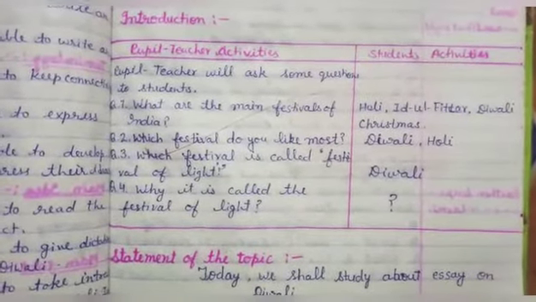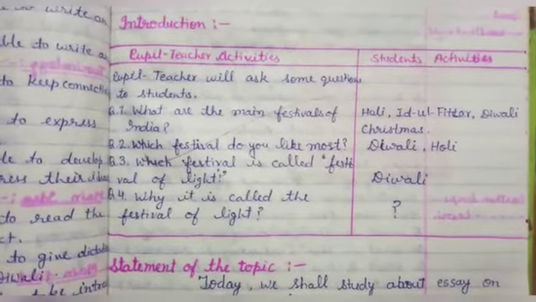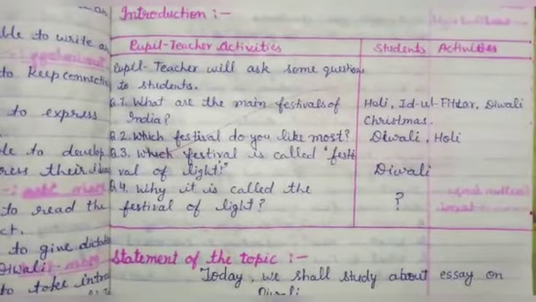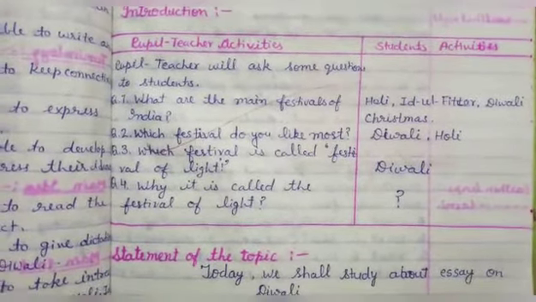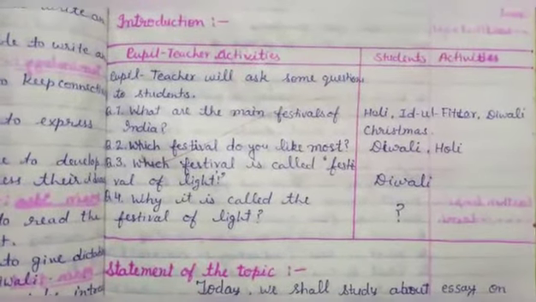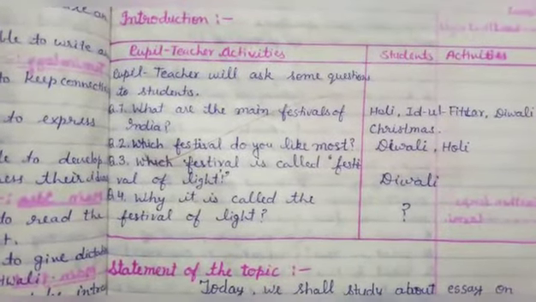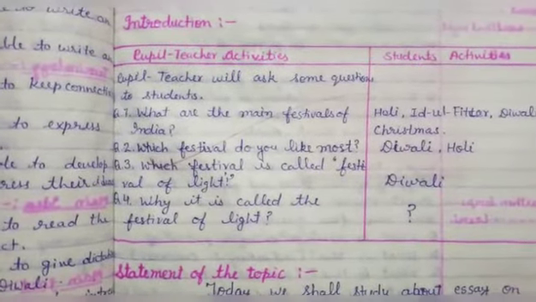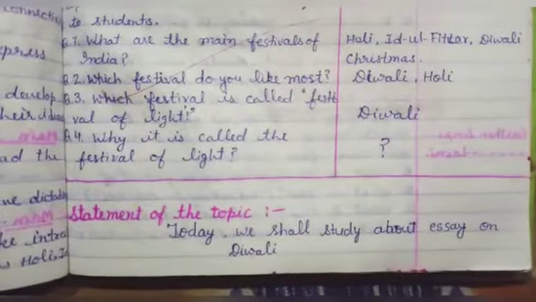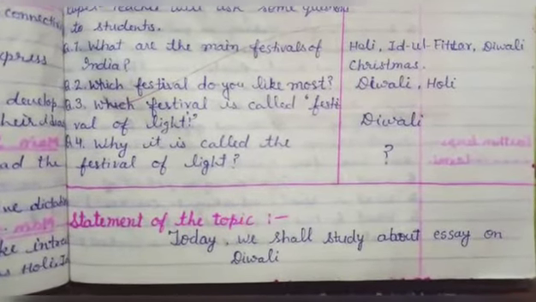So these are the questions. For example, what are the main festivals of India? Which festival do you like the most? Which festival is called the Festival of Light? And the students are going to answer as such. The last question is usually a problematic question, like today's problematic question: why is it called the Festival of Light? So these questions are usually 4 to 5. Then we have the statement of topic, which is: today we shall study the essay on Diwali.